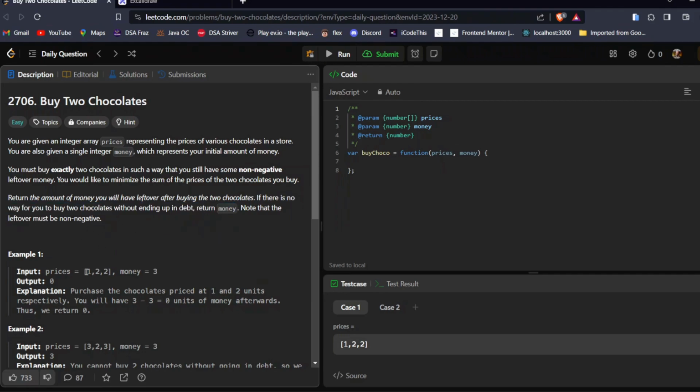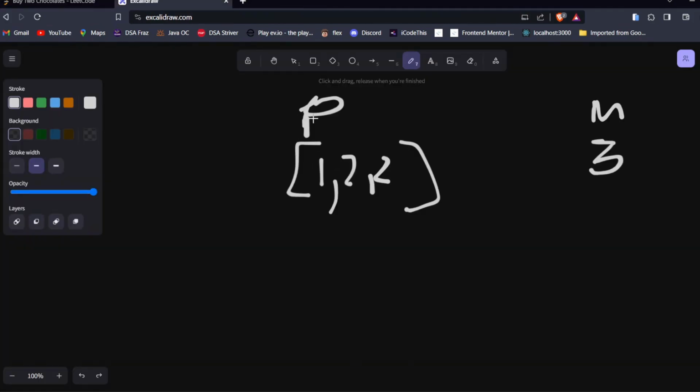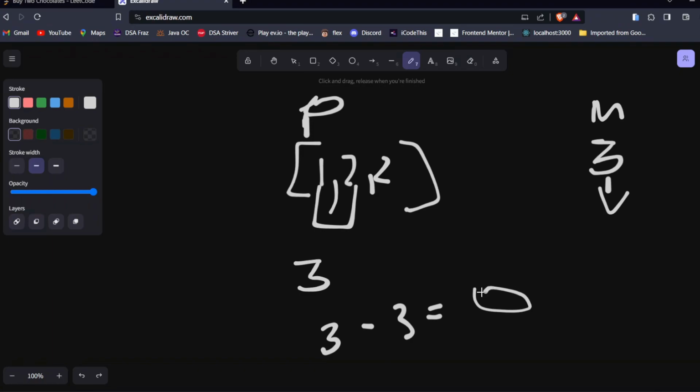Now let's look at this example with a prices array, and money is 3. Let's say that we bought these 2 chocolates. Let's sum up the two integers, we'll get 3, and the money we had was 3. So 3 minus 3 is 0, and we'll return 0.